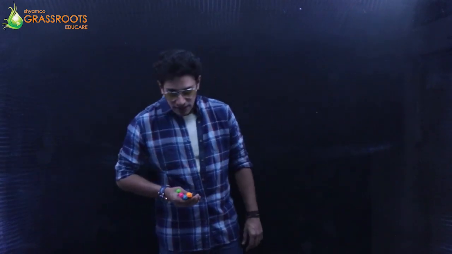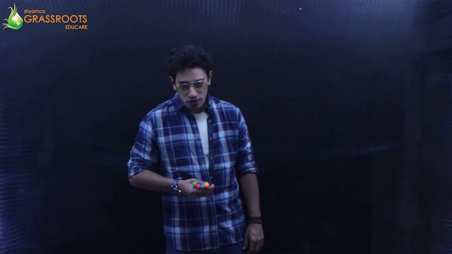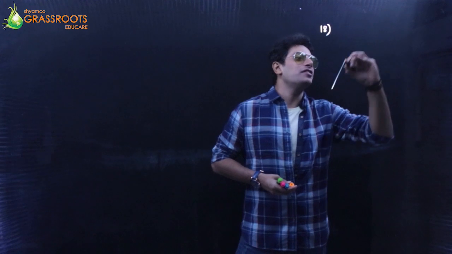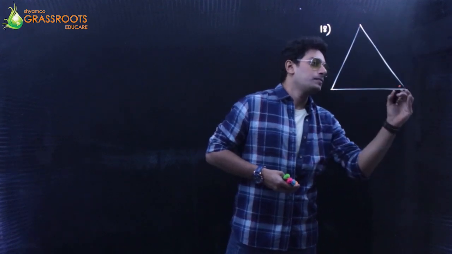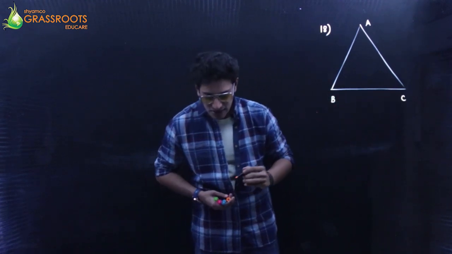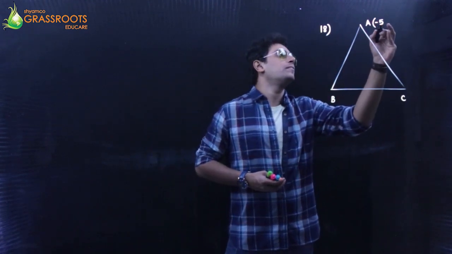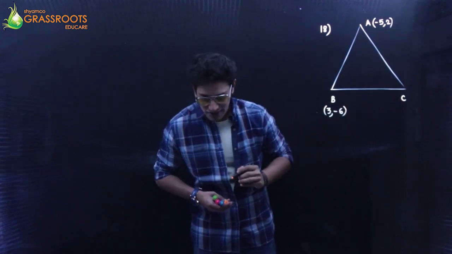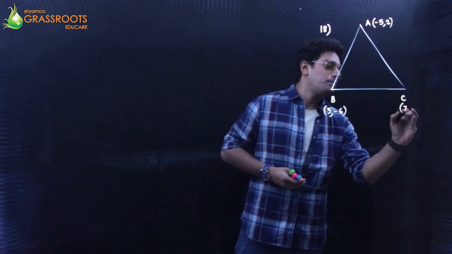Next question. The question is, A, B, C are vertices of a triangle. Find the length of the median through the vertex 3, minus 6, which is one of the vertices out of the 3 vertices. So let's begin. A triangle given, ABC. Let's say the vertex A is minus 5, 2. Vertex B is 3, minus 6. And the vertex C is 7, 4.